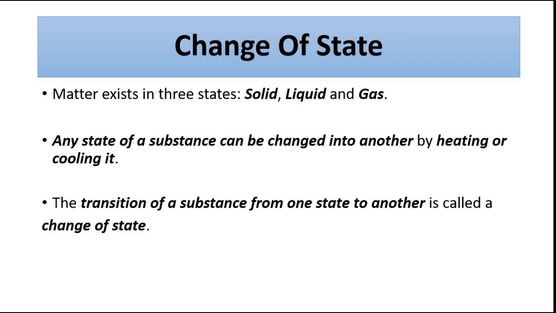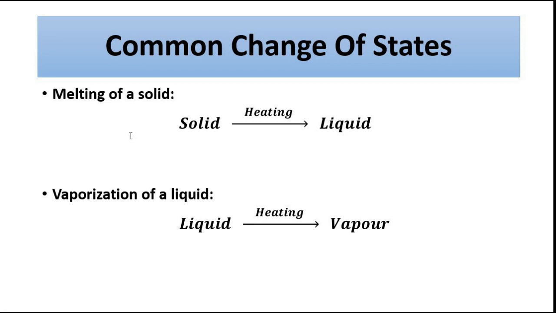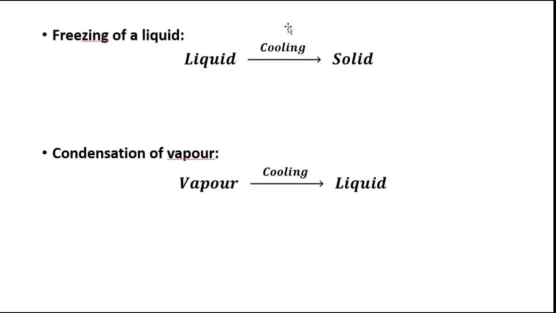Now there are various terms associated with it. Some common changes of state, as we all know: solid to liquid through heating, that is melting of a solid; liquid into vapor through heating, that is called vaporization; then liquid to solid through cooling, that is heat is taken away, that is called freezing; and vapor into liquid through cooling, that is called condensation. So these are some common changes of state.